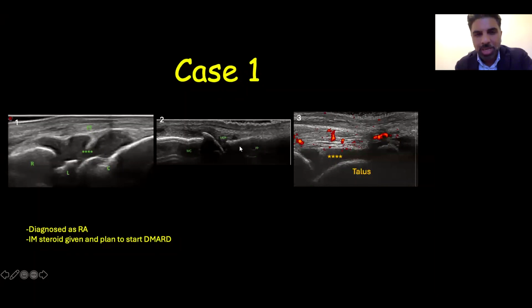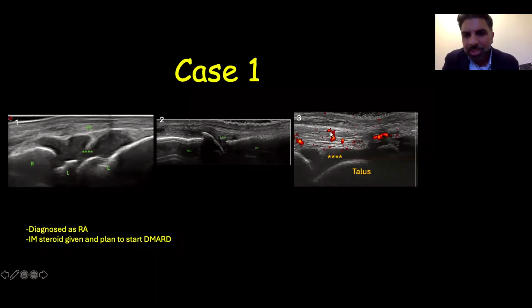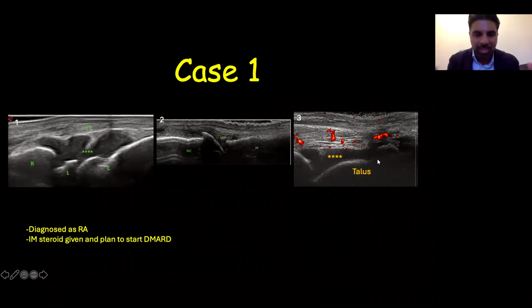If we go on to look at example number 2, we can see that there is some swelling over the MCP joint here, which you can see is labeled. And what you can see is that there is some synovial hypertrophy with extension beyond the actual joint line. Looking at number 3, this is an ultrasound image of the tibio-talar joint. What you can see here are the 4 stars, I beg your pardon, which indicate that there is an effusion here, indicating that there is some sort of inflammatory activity going on.